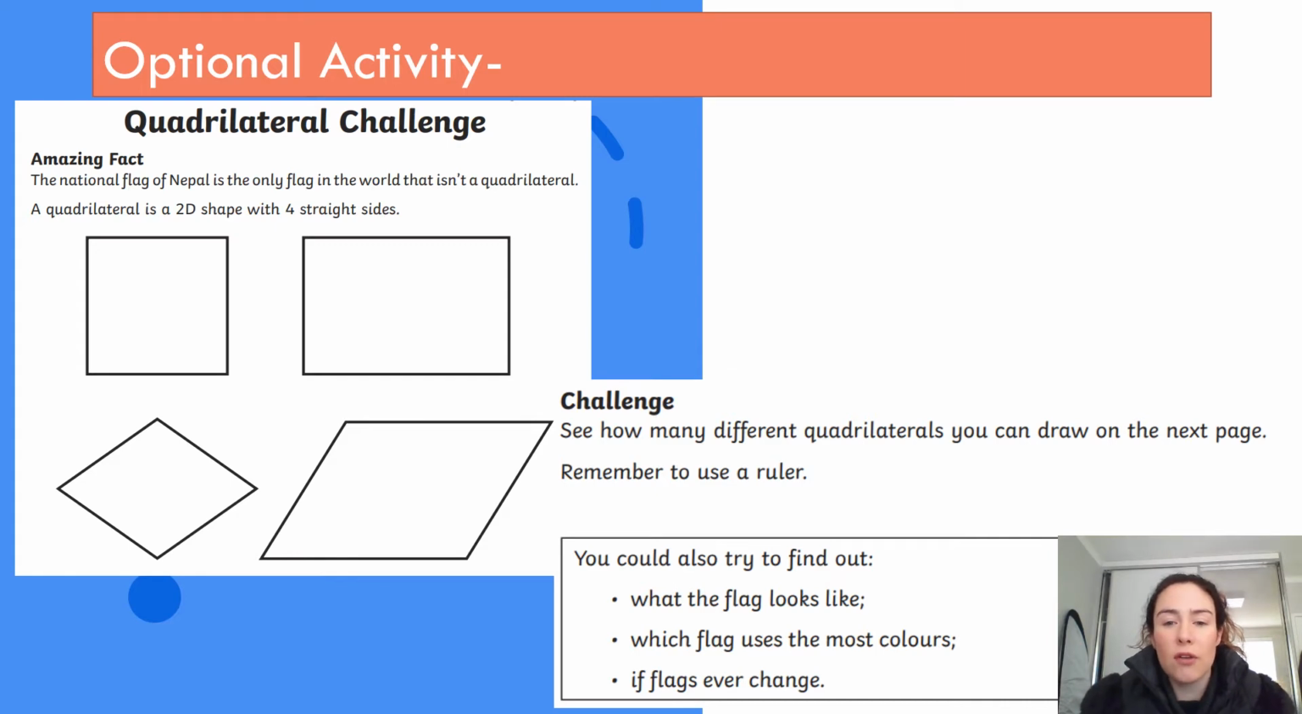What you could also try to find out is what the flag looks like. So what does the Nepal flag look like? Which flag uses the most colours? You could have a look at different flags of the world to see which one you think has the most colours and find out if flags ever change. It's just a little bit of an interest-based research thing, and I think it ties in well with the work we've been doing with the Olympics as well, so looking at countries' flags. But the main part of this is to see how many different quadrilaterals you can draw using a ruler. So just building up our practice of drawing shapes.